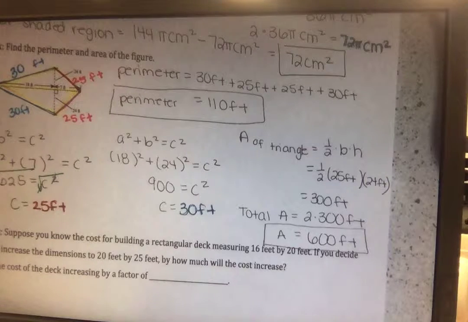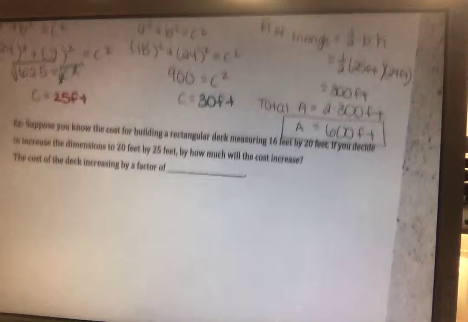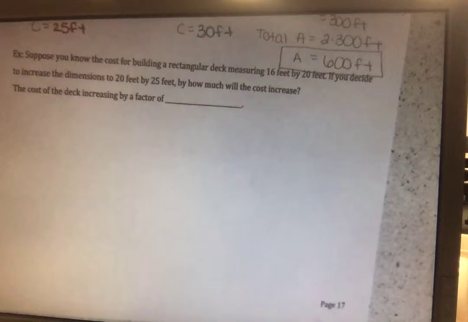So last example for these notes. Suppose you know the cost for building a rectangular deck measuring 16 feet by 20 feet. You decide to increase the dimensions to 20 feet by 25. So how much will the cost increase? By what factor?